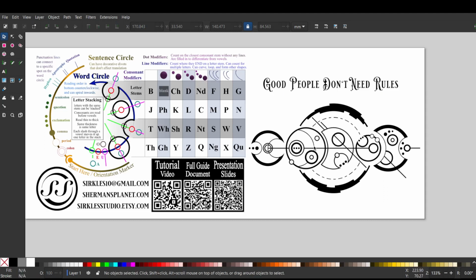And this is, again, just the sentence circle, which is the direction, like that's where I have our apostrophe going off towards. And it's also just kind of decorative.